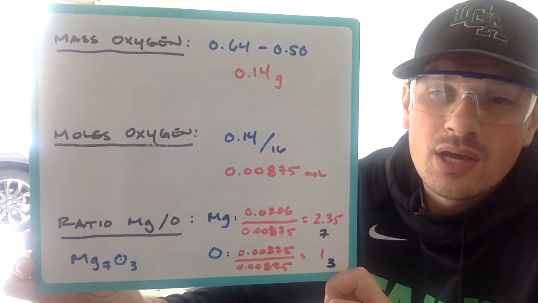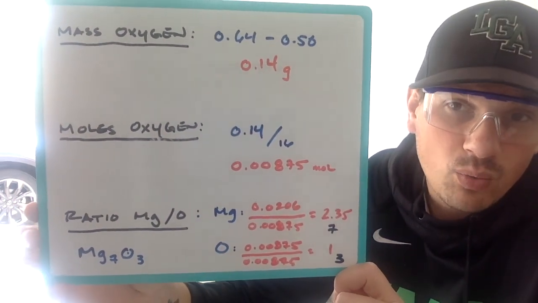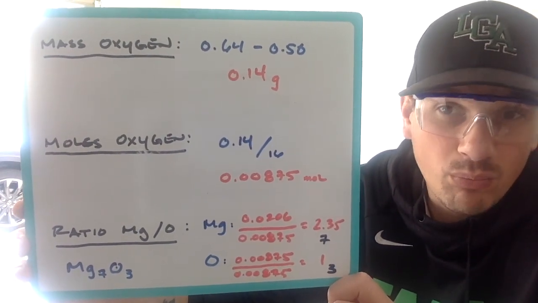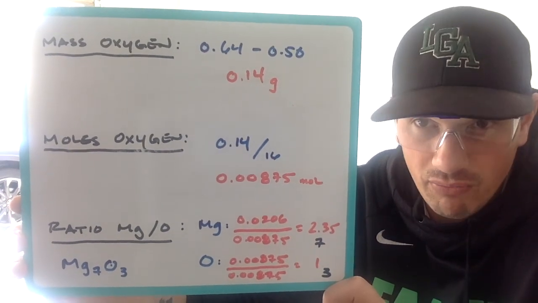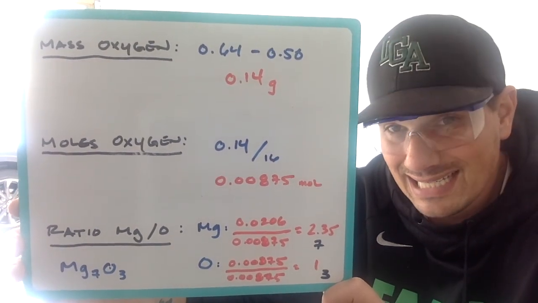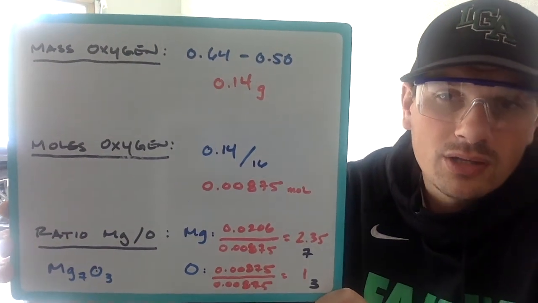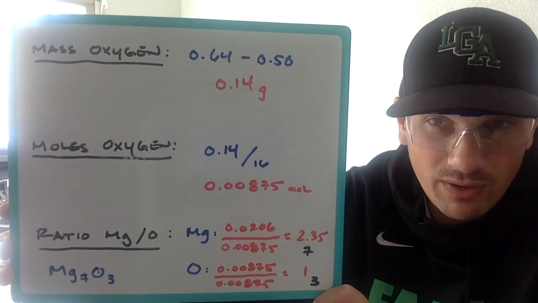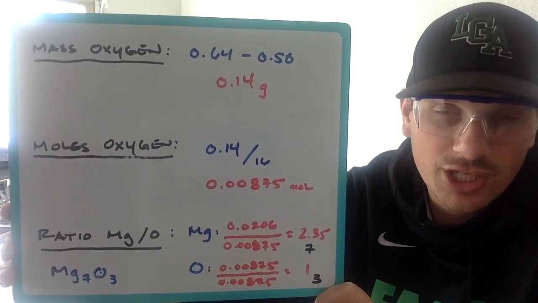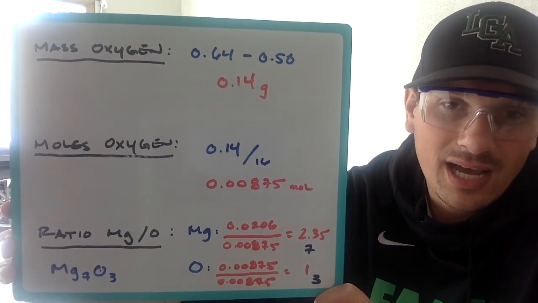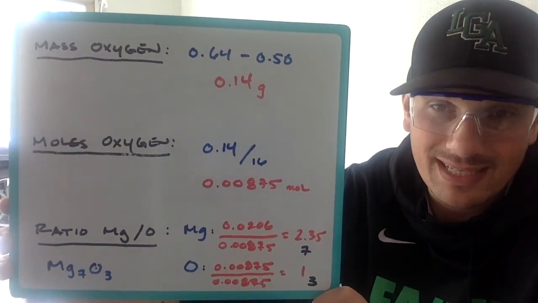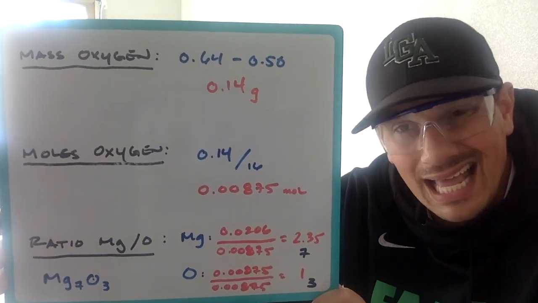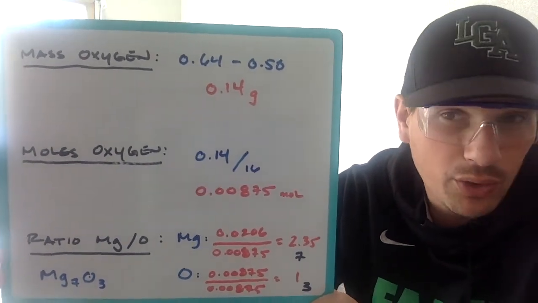To get the ratio of Mg and O, we have to use our empirical formula data. So we divide the moles by the smallest number of moles. We found the moles of the magnesium and the moles of the oxygen. The oxygen moles are the smaller of the two, so we divide each of those moles by oxygen's moles. That'll give us a ratio of 1 for oxygen, obviously, and we get a ratio of 2.35 for magnesium. Now, that's really, really close to 2.33.